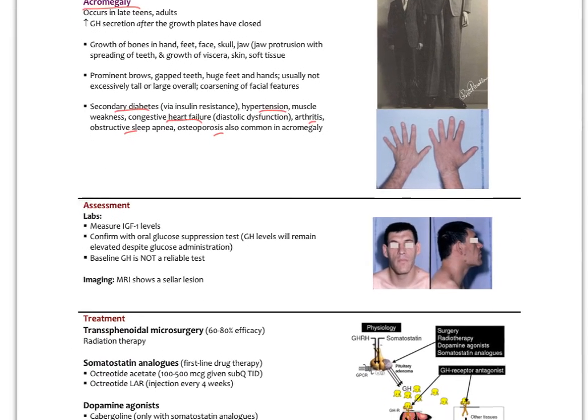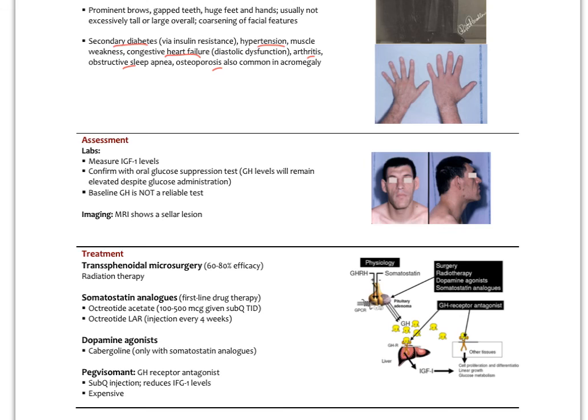The assessment is going to be, again, to measure primarily IGF levels, IGF-1, and then to, of course, do growth curves and to just do a general assessment of body proportion. We're going to maybe confirm this with an oral glucose suppression test. So growth hormone usually after a glucose load should go down, but after a glucose bolus in a growth hormone secreting tumor, it's going to remain elevated.